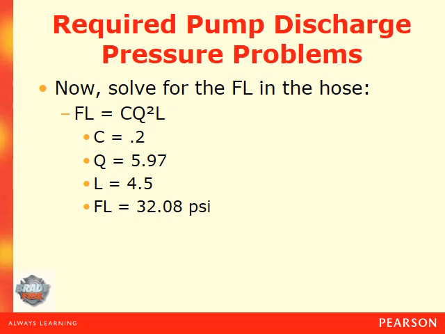Now you're going to solve for the friction loss in the hose. And the friction loss is our coefficient that we get from our chart times gallons per minute divided by 100, squared, times the length of hose divided by 100. So our friction loss is 32.08.